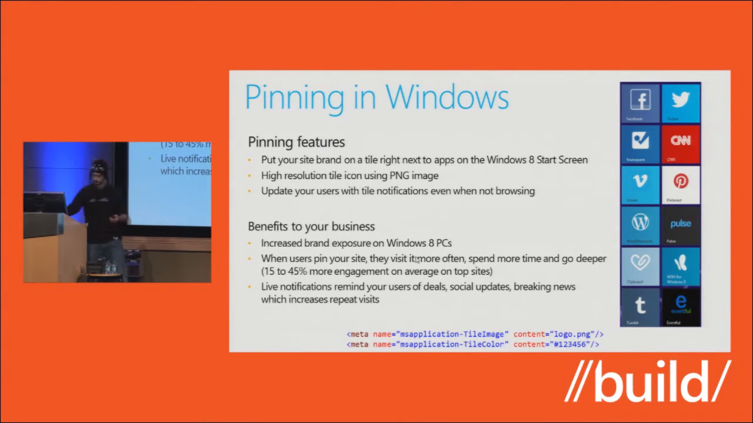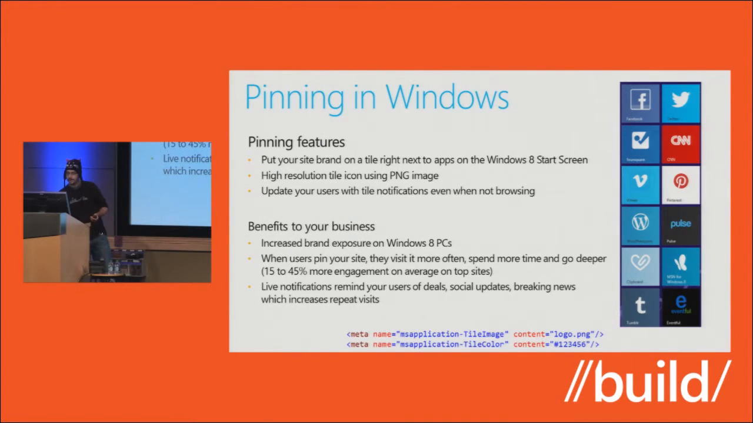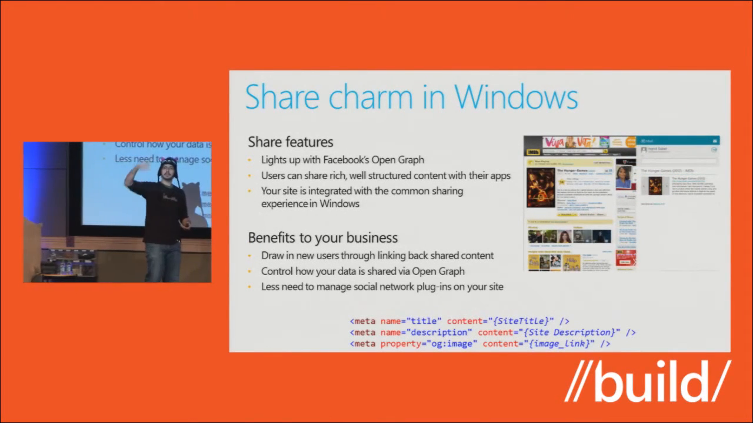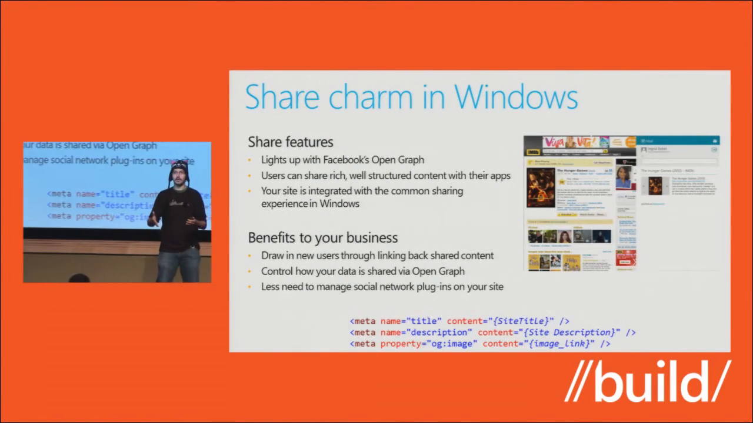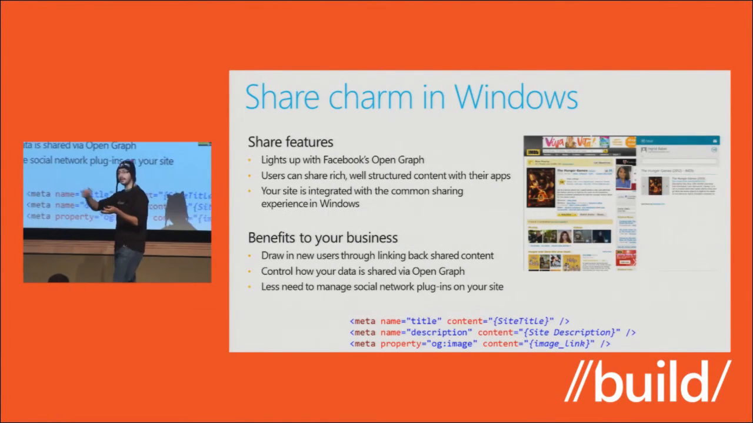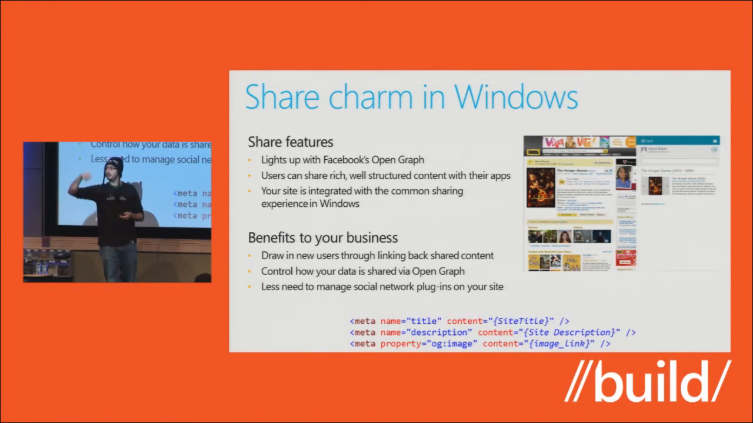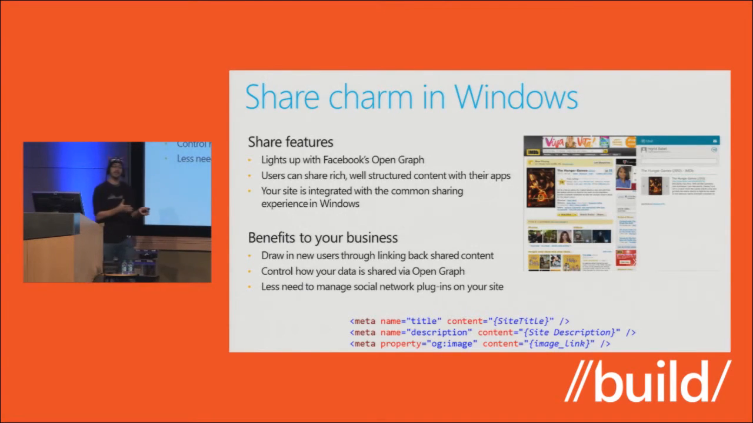Another thing that we want to talk about is this idea of sharing. So in Windows, in addition to pinning, we have these things called charms. You've heard a lot about charms, right? It's the way that you can actually interact with the system and interact with the apps. So you can do searches, you can do share, you can do devices, you can do settings. And it's really powerful for apps to take advantage of.